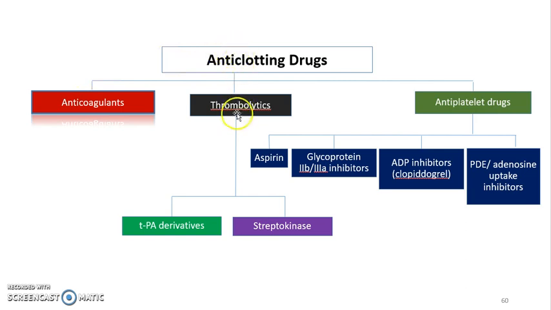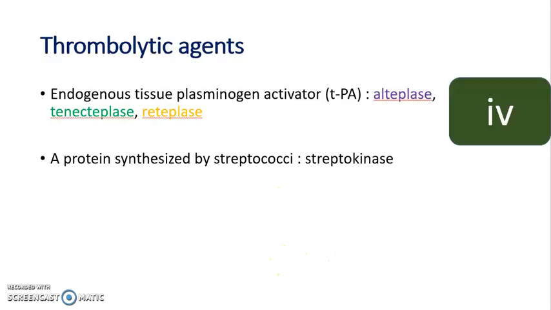Next, we go to the anti-clotting drugs, the second big category, which is the thrombolytics. So we have TPA derivatives and then streptokinase. The endogenous tissue plasminogen activator, TPA, such as alteplase, tenecteplase, and reteplase. These are usually given intravenously to the patients. And then we have streptokinase, which is very popular, very commonly used in probably all countries in the world. This is a protein that comes from the bacteria Streptococcus, or the Streptococci.